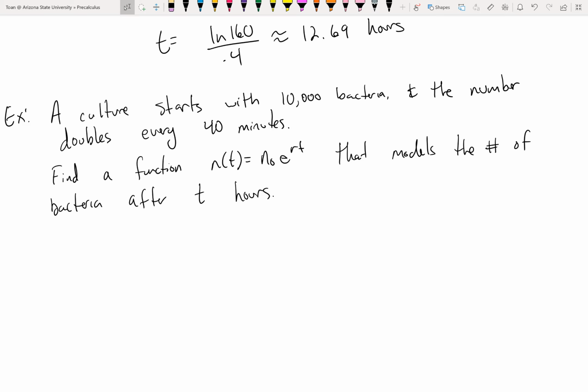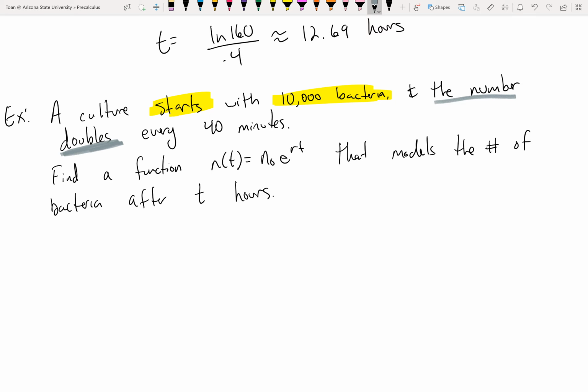So the first thing I'm going to do is just parse the information, right? So we have the culture starts with 10,000 bacteria, so that's very easy. That's the initial amount. And we have that the number doubles. I hope everyone agrees that when you double something, you're timesing it by 2.